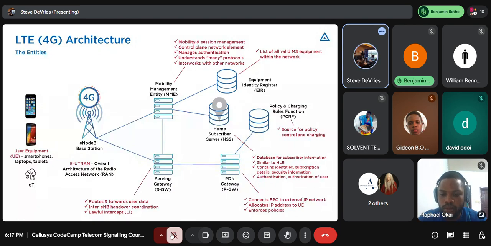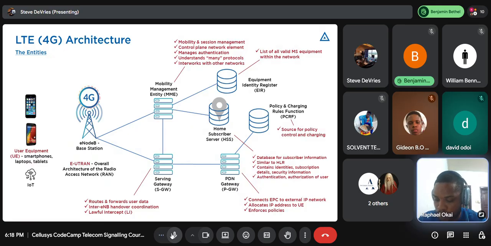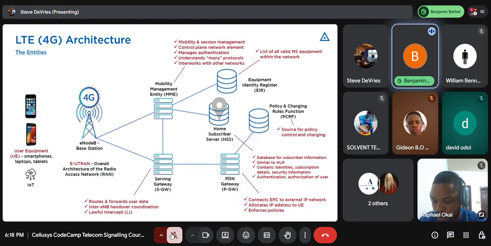So this is a high level look at all the piece parts of a 4G system, and it has the name LTE. It was really the evolved packet core, but everyone calls it LTE. Questions on this? Any questions? Yes, please. Yes, thank you.